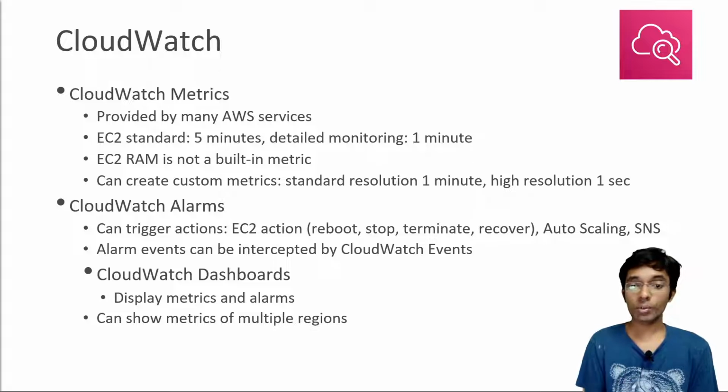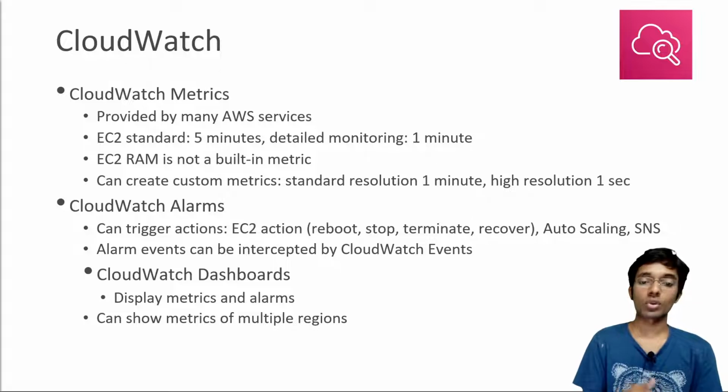We know that EC2 metrics are CPU, network, and disk in case you have an instance store, but we know that RAM is not a built-in metric. So if you want to get the memory usage of your EC2 instance, you need to create a custom metric, maybe using the CloudWatch unified agent to send that metric back to CloudWatch. In terms of custom metrics, we can create them ourselves. The standard resolution of a custom metric is 1 minute, but you can enable high resolution mode for your custom metric and get that all the way down to even 1 second.